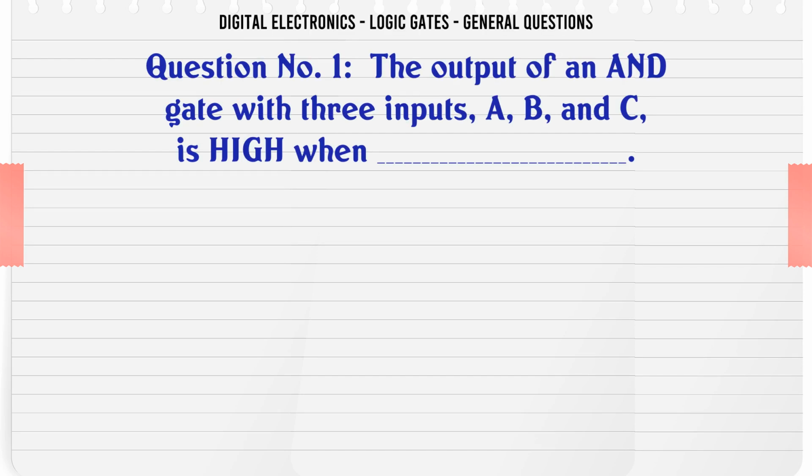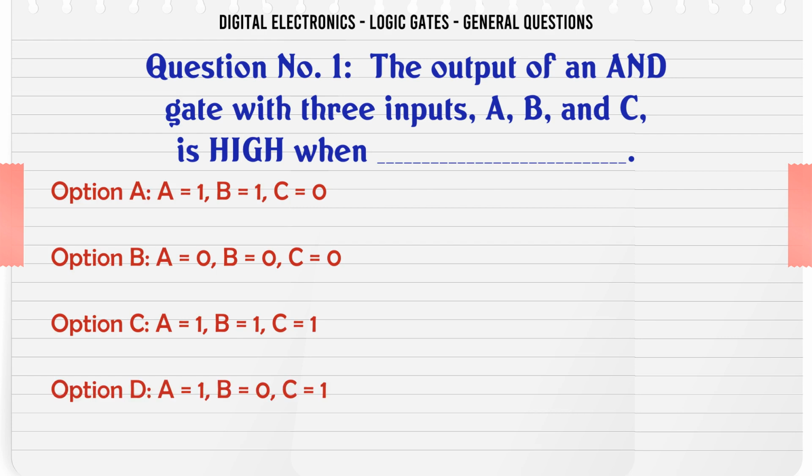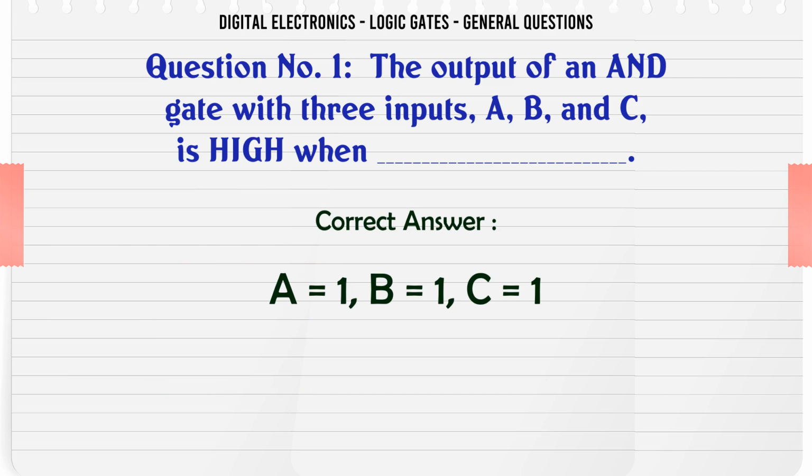The output of an AND gate with 3 inputs A, B, and C is high when: A) A=1, B=1, C=0; B) A=0, B=0, C=0; C) A=1, B=1, C=1; D) A=1, B=0, C=1. The correct answer is A=1, B=1, C=1.